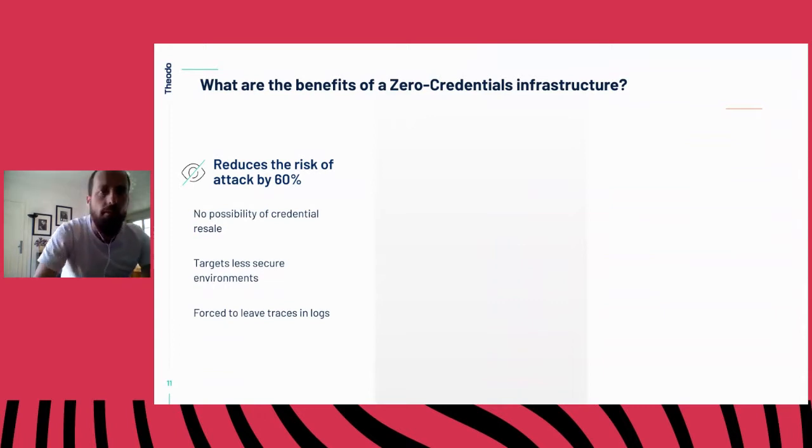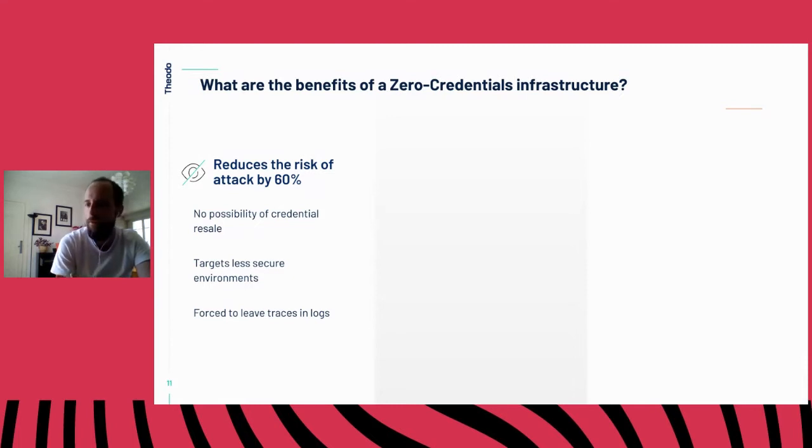So what are the benefits of a zero credential infrastructure? First, it will reduce the risk of attacks by approximately 60%, because 60% of the attacks involve long-term credentials. In the kill chain of an attack, first, an attacker will take control of part of your infrastructure, get credentials, and he will try to resell it to another malicious attacker who will do some threats like ransomware, cryptojacking, everything. So if the credentials are short-lived, an attacker cannot resell it to another one. So it will make you a less interesting target.